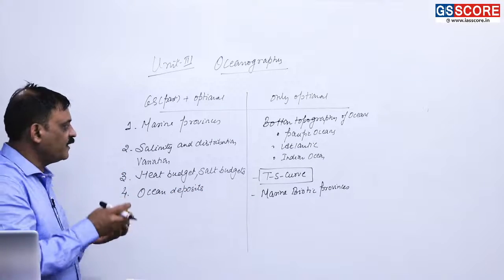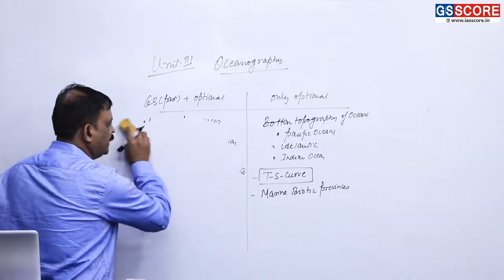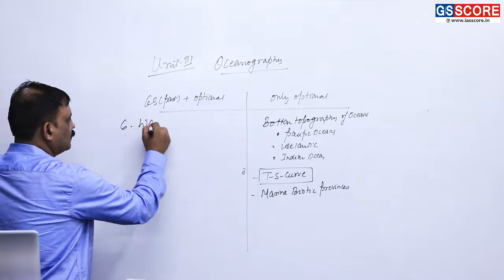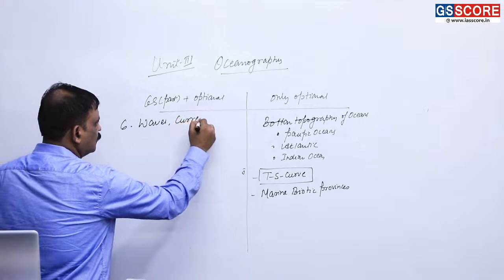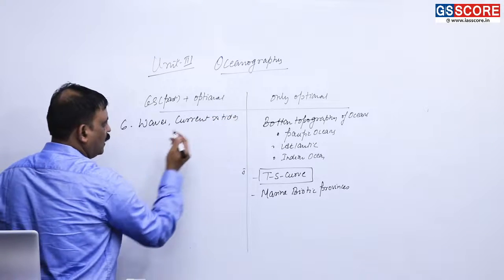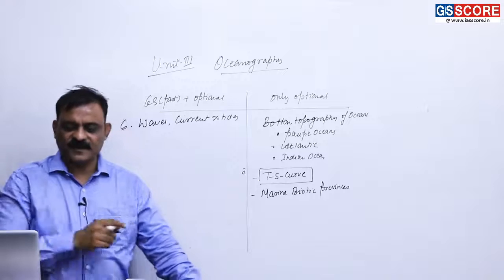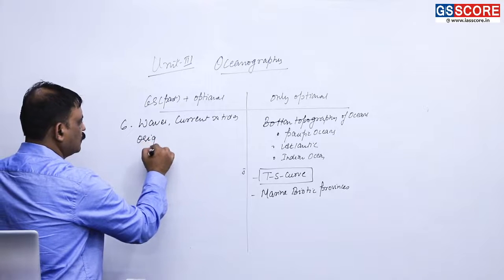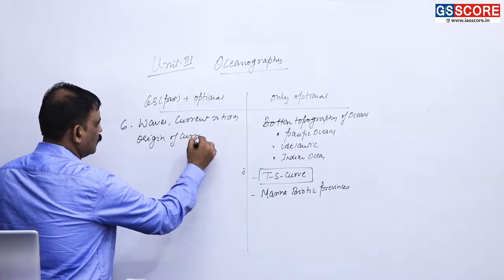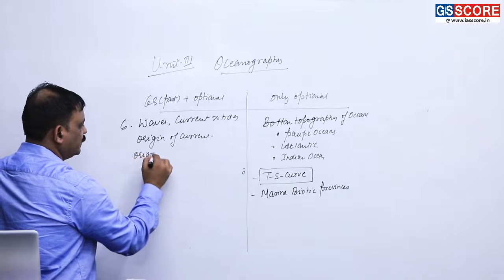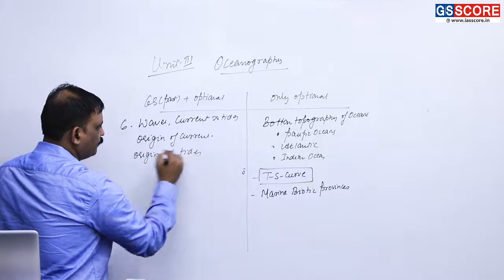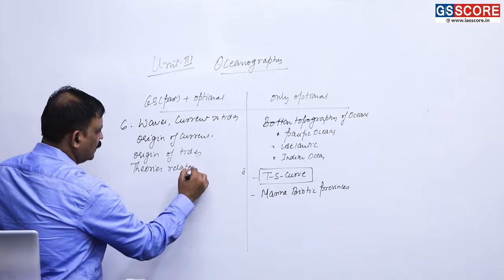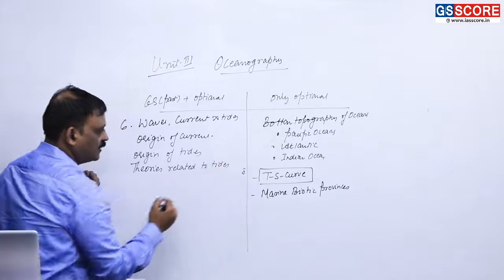Next topics that you will find for both your general studies and your optional paper in oceanography are about waves, currents and tides. ये भी एक टॉपिक है and वो आपको GS में भी पढ़ना है, and again you are expected to study in your optional paper also. So here you are expected to study about the origin of currents, origin of tides, theories behind the tides, okay, different theories which are given, okay.